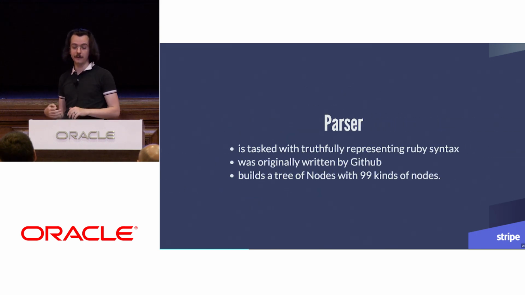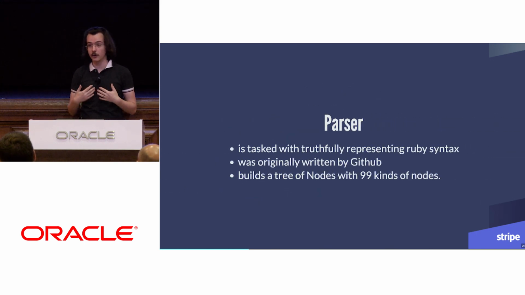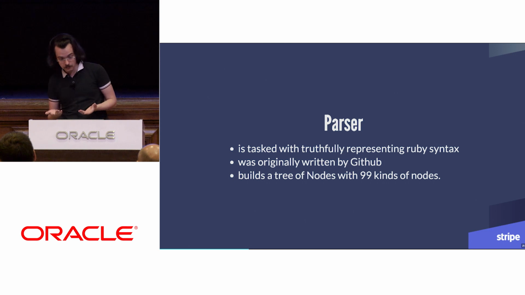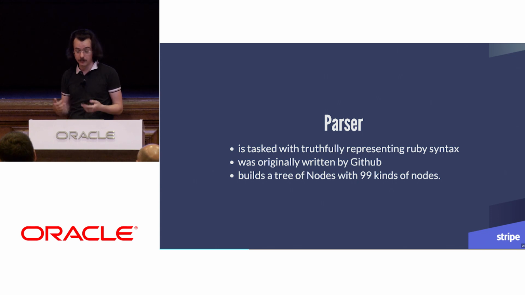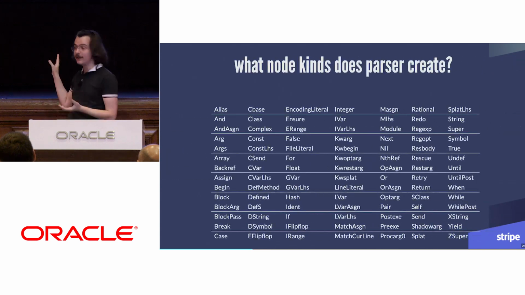One example of such a phase is the parser. The parser that we have takes Ruby syntax and converts it as truthfully as possible. It was originally written by folks at GitHub. It builds an AST with 99 kinds of nodes. And there's a lot of details in this thing.